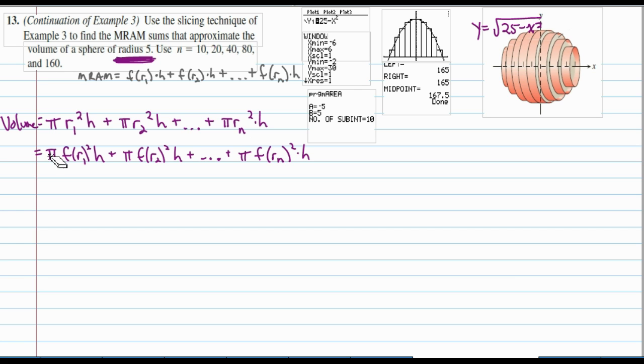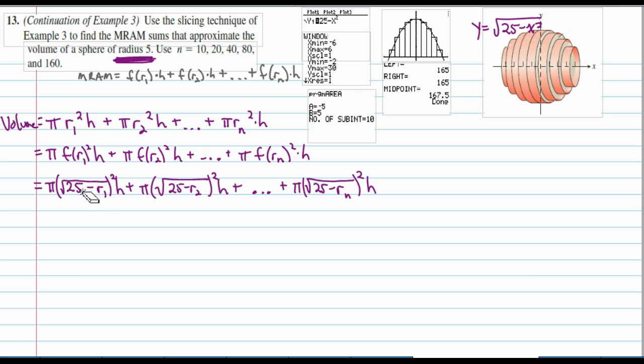Which means I'm going to take pi, and instead of r sub 1 squared, I'm going to plug that r sub 1 into f and square that to find out the height of each of the radiuses according to the curve around the outside of the sphere there.